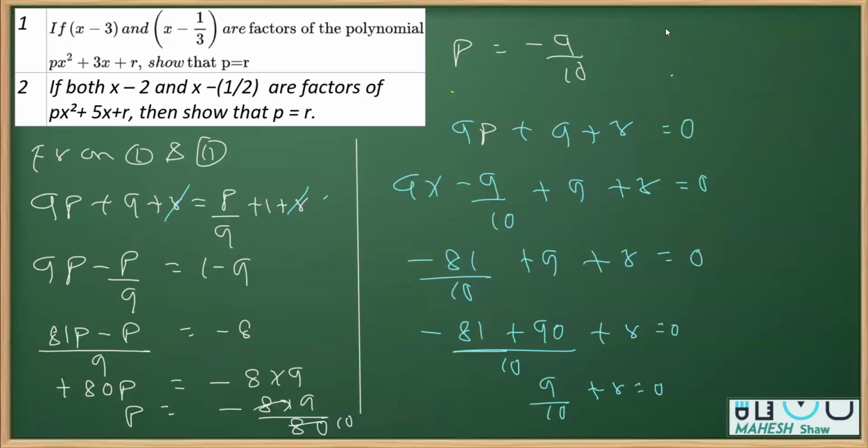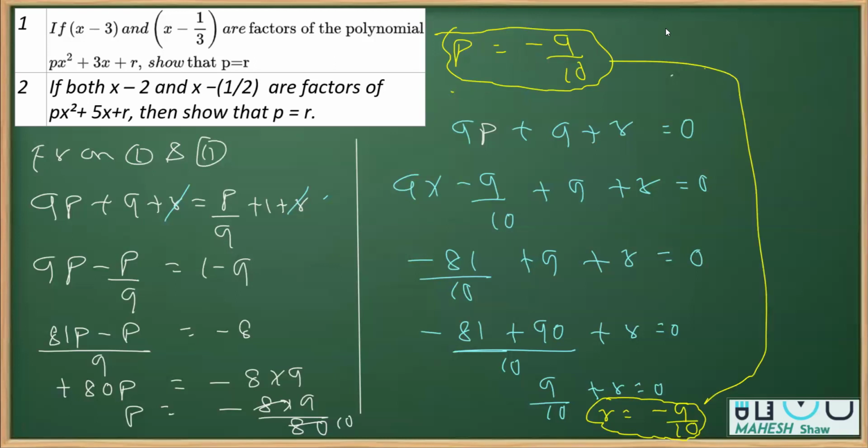And if I transpose 9 by 10 to the other side, I'll get R as minus 9 over 10. Now check here, we got this as minus 9 over 10 and P is 9 over 10. So we just need to see that we got P is equal to R, right? Just from these two, we say that P is equal to R. That is what we have to prove in this.